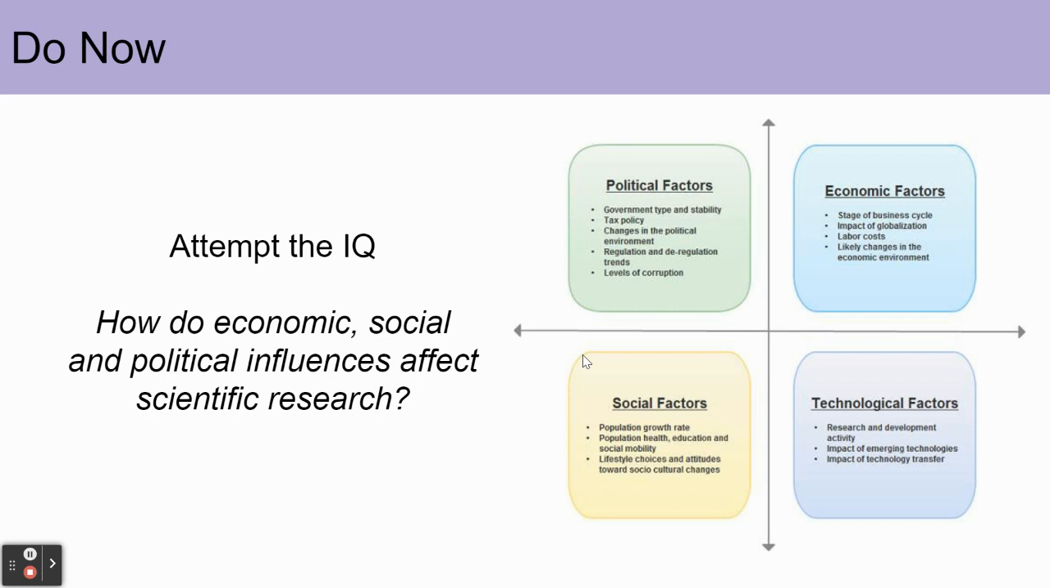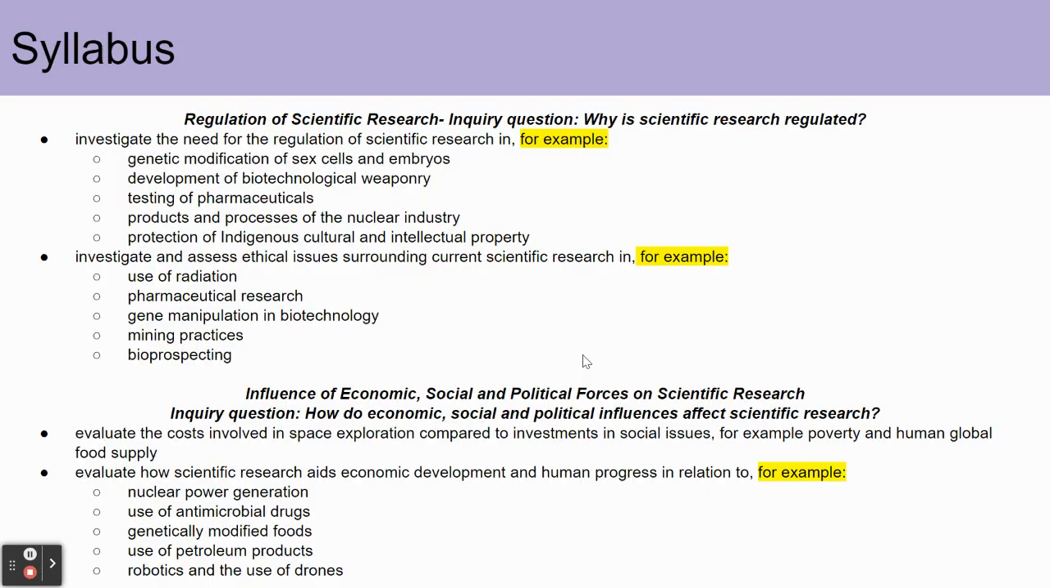Looking at these factors that we see here in this diagram, see if you can attempt how each of these factors may influence research. So this is just the start of the inquiry questions that we're going to look at in this cycle. We're looking at why scientific research is regulated, and then we're starting to look at the economic, social, and political influences that affect scientific research.